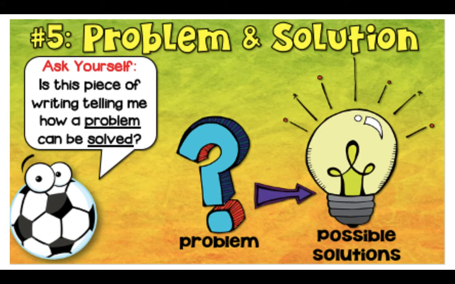Problem and solution. Number 5. Ask yourself, is this piece of writing telling me how a problem can be solved? So we've got a problem. And do we have possible solutions?